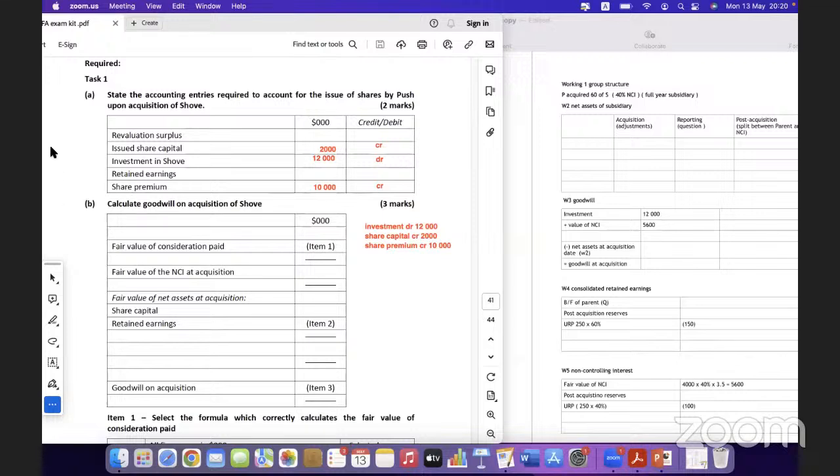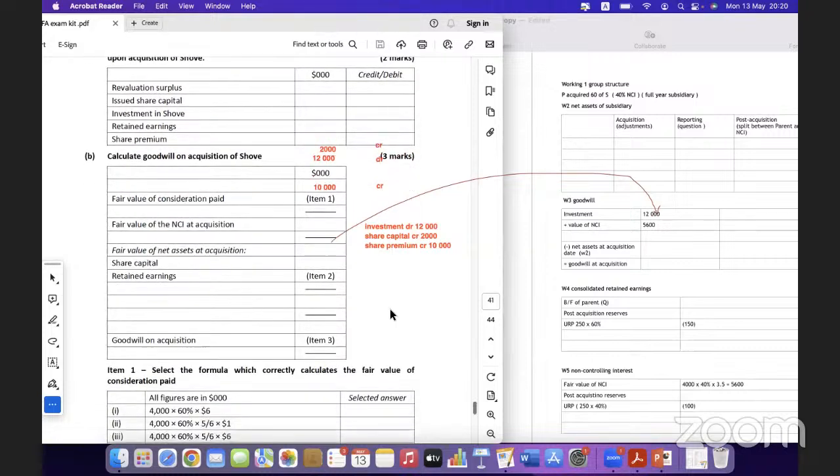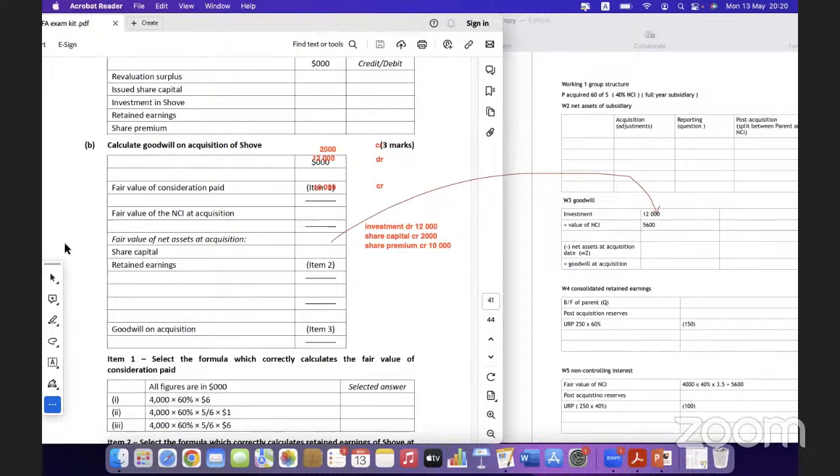Right. Second part of the question they are asking from you, what is the fair value of consideration paid? Guys, fair value of consideration paid is 12 million. Okay. That's the investment. How much did you invest in the subsidiary? So they are asking, select item number 1. So item number 1 is, guys, over here. Can you see? Right. Now they are asking from you, how did you get 12,000? Select the correct option. So once you select the option, it will get updated here.